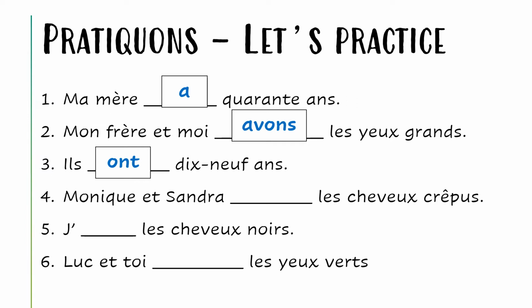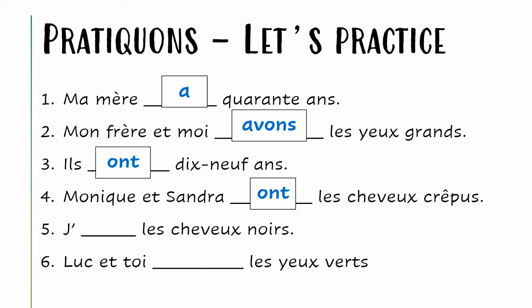Numéro 4. Monique et Sandra. Monique and Sandra, blank, les cheveux crépus. Monique et Sandra ont les cheveux crépus. Again, this is plural. Monique and Sandra, two females, so it would be feminine plural. They have kinky curly hair. Les cheveux is here. Crépus is an adjective to describe hair, which is kinky curly, like persons of African descent. Les cheveux crépus.